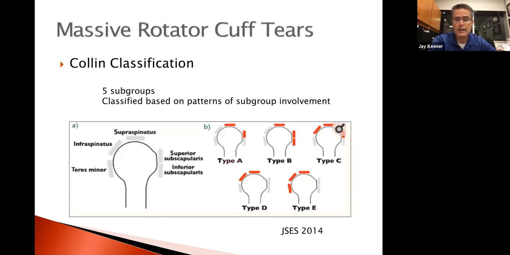I really like this classification for massive cuff tears, the Collin classification. Philippe Collin in France subdivided the rotator cuff into 5 components, and he described massive tears following into these different patterns. So you have the supraspinatus, the infraspinatus, the teres minor, and then the 2 quadrants of the subscapularis. And this classification is helpful not only descriptively, but it also predicts function to some degree, and it highlights the importance of the inferior subscapularis in maintaining a well-balanced shoulder.